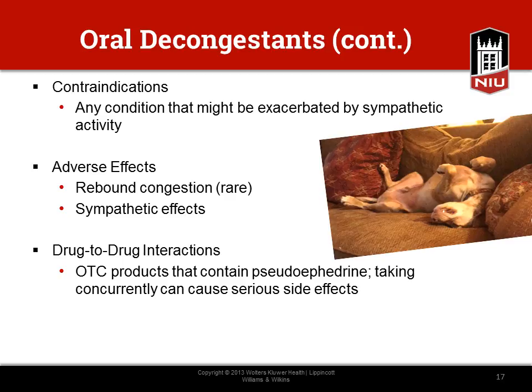In this case, contraindications are going to be any condition that could be made worse by sympathetic activity. So think high blood pressure, tachycardia. Rebound congestion is much more rare with our oral decongestants than it is with our nasal topical ones. Drug-to-drug interactions: over-the-counter products that contain pseudoephedrine taken concurrently can cause some serious side effects. We'll see a high incidence of central nervous system stimulation.